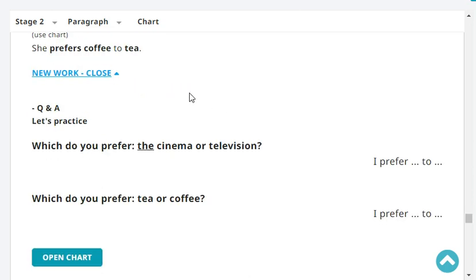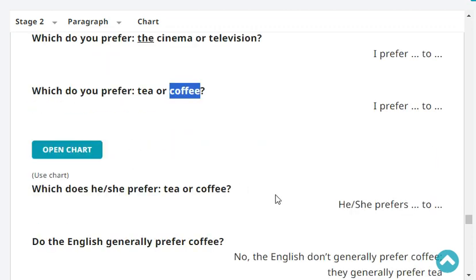Let's practice. Which do you prefer, the cinema or television? I prefer the cinema to television. Very good. Which do you prefer, tea or coffee? I prefer tea to coffee. Very good.